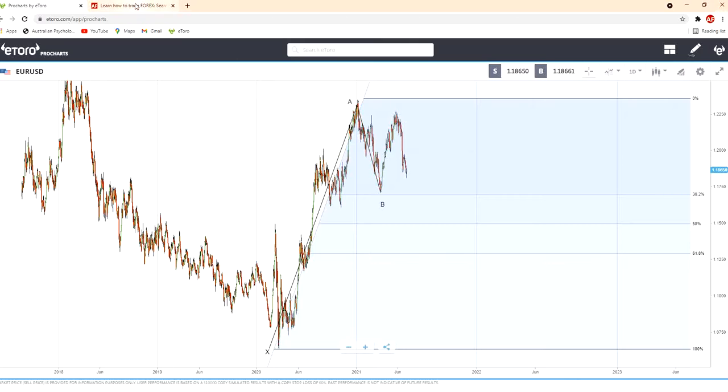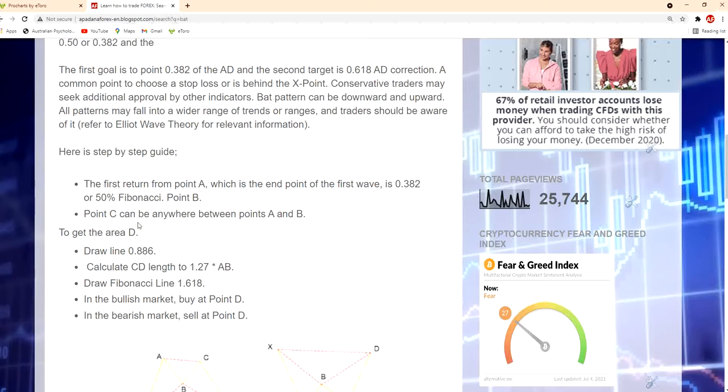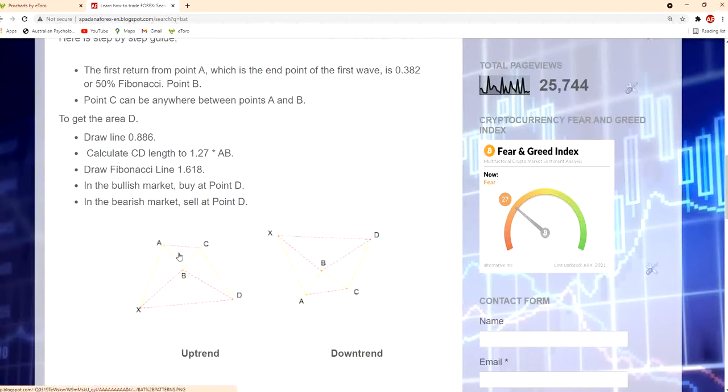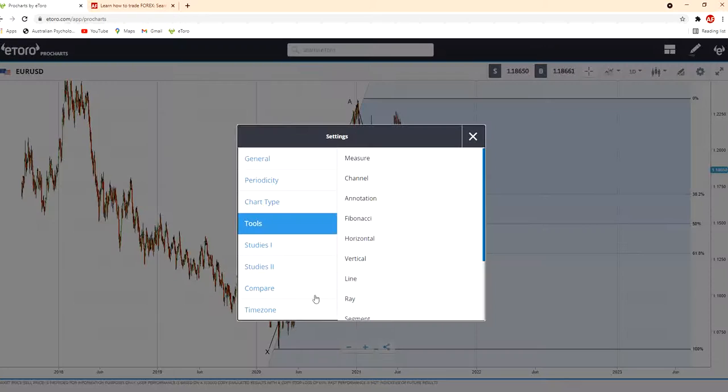Point C. What's the criteria to know what's the point C? Point C can be anywhere between point A and B. You can see C between A and B. Anywhere you can find C. Okay. So C.